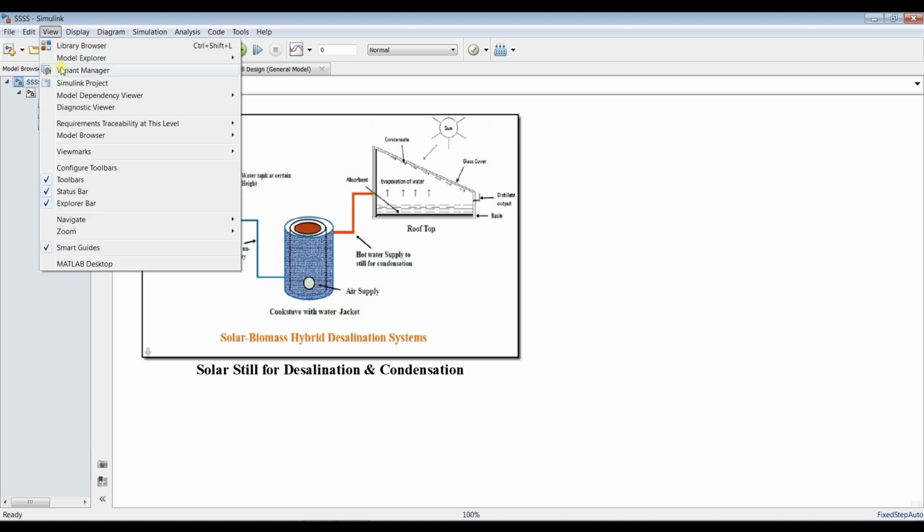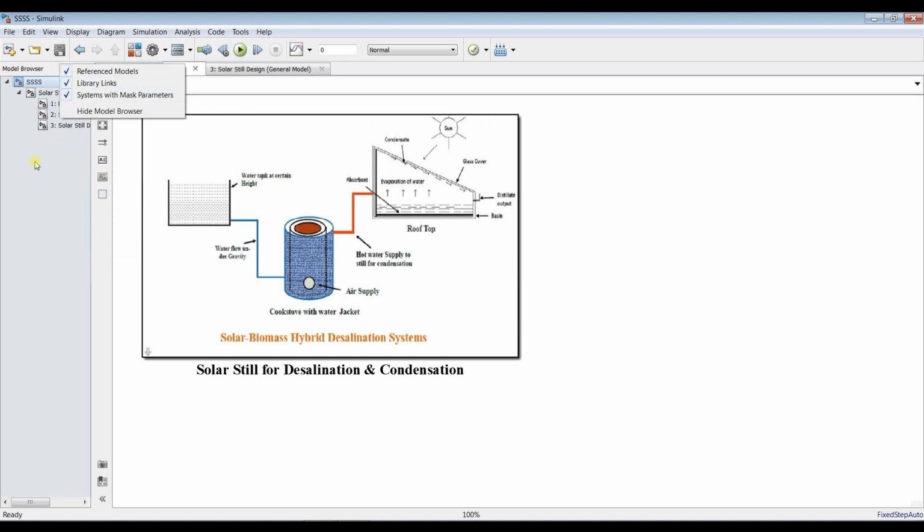As you can see, you have to check the model browser, show model browser, all of these and all of this.